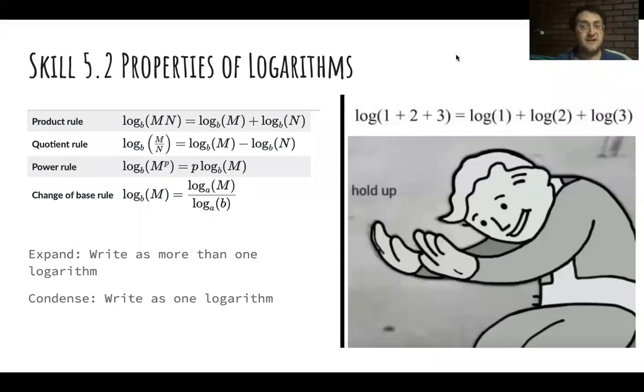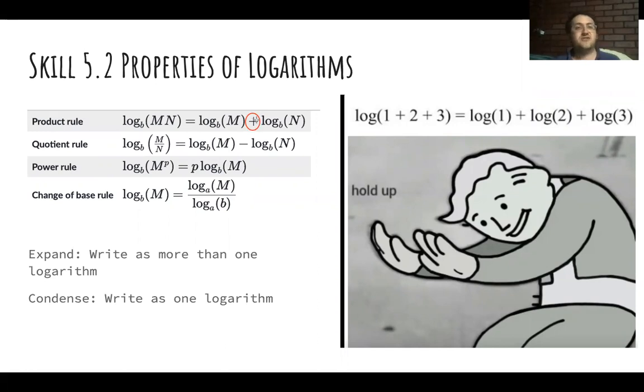Now that we've seen some basic logarithms, we're going to actually do things with logarithms, and this brings us to skill 5.2, which is properties of logarithms. So what we can see here are the major rules that you're going to use with logarithms. And there really are three major ones: the product, the quotient, and the power rule.